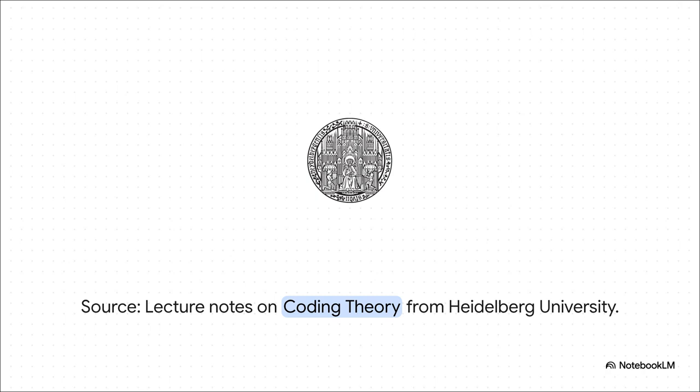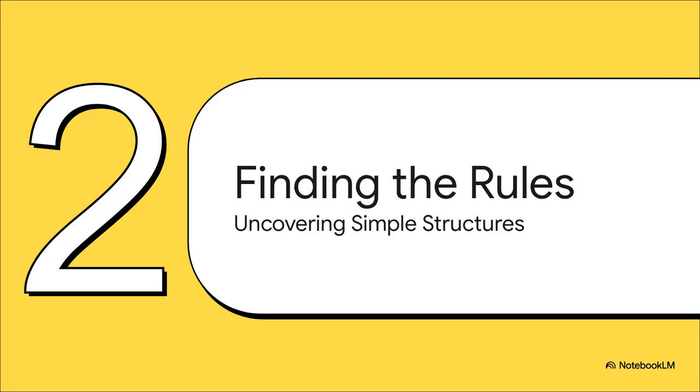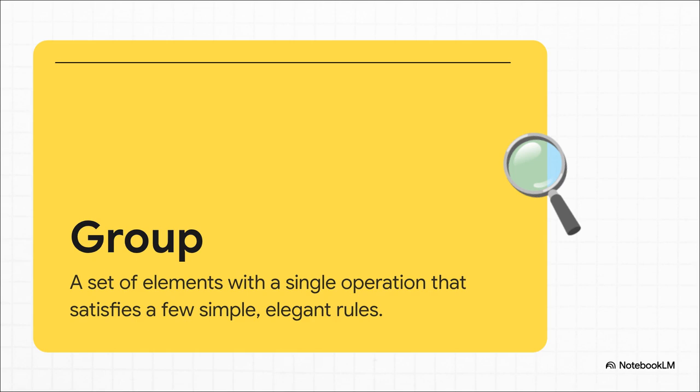But as you can see, the language can be a little dense. So how do we get past it? How do we break through that wall? Well, you look for the hidden structure. See, here's the secret. Most of these super complex-looking systems, they're built on just a few really simple rules. So let's go find them. And in this case, that hidden structure is something called a mathematical group.